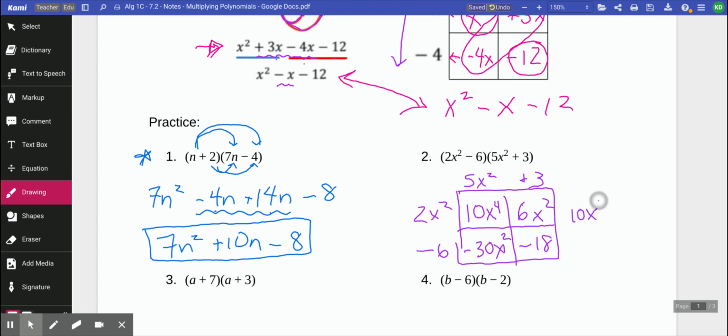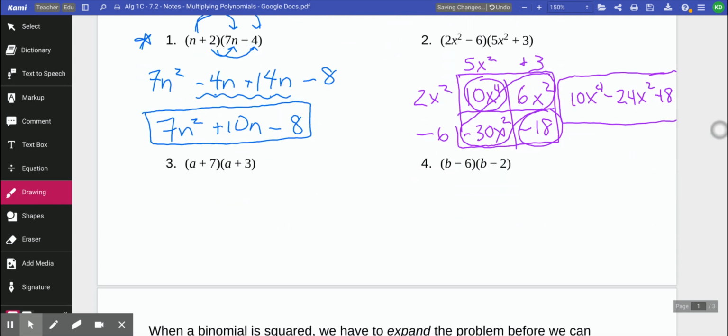So we have 10x to the 4th. So used to writing x squared. Our middle term is going to be the combination of negative 3x squared and positive 6x squared. So that's going to be negative 24x squared. And then finally negative 18. So first term, middle two terms combined, and then our last term, so we ended up with a quartic trinomial in standard form. Remember, we're always starting with our highest exponent and working our way down.